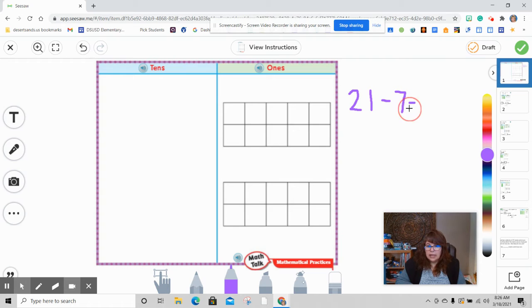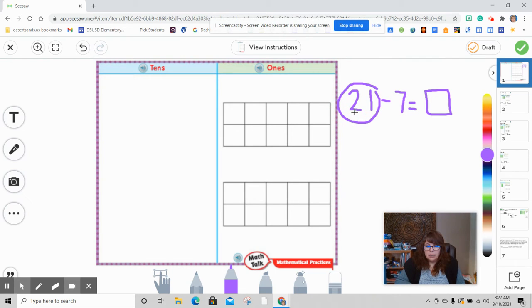So now we want to find out how many are still in the garden. So that will be the answer. So now this is the number sentence. Today we're going to be working with drawing a picture. So we were using 10 blocks. So we look at the number 21. That's how many were in the garden. So I'm going to circle that number.